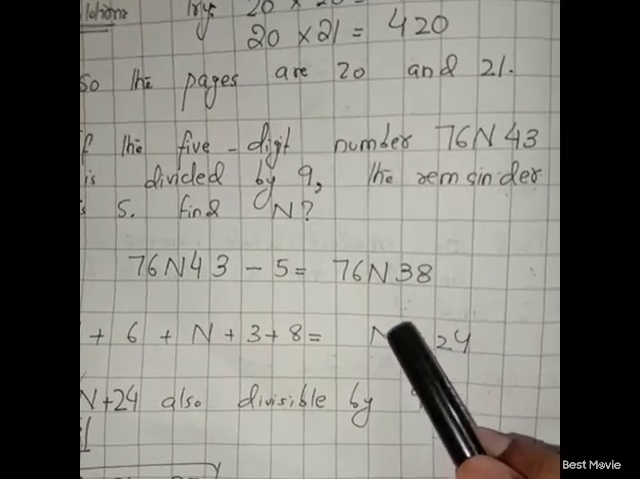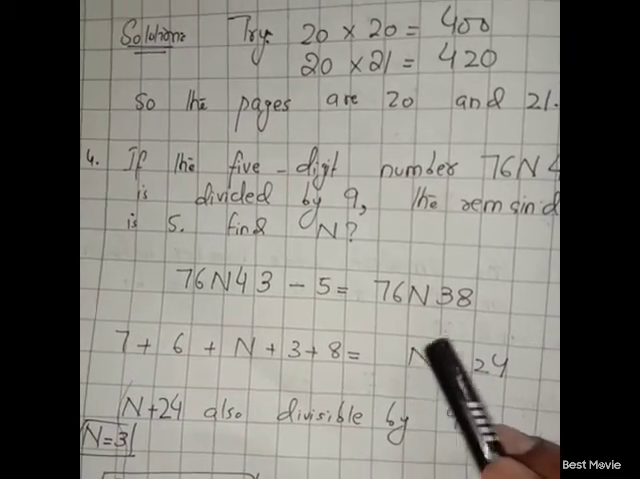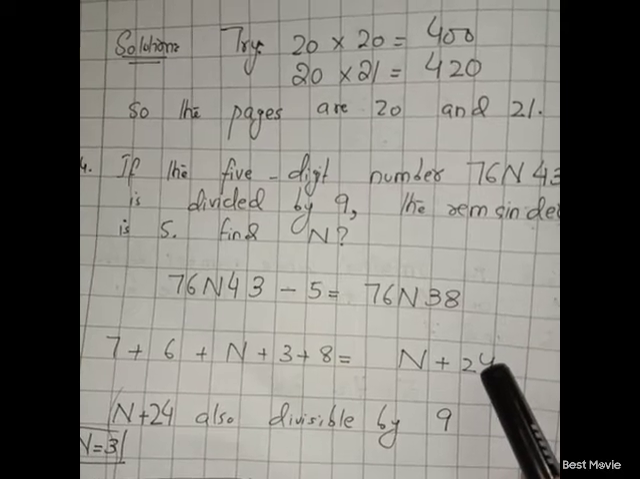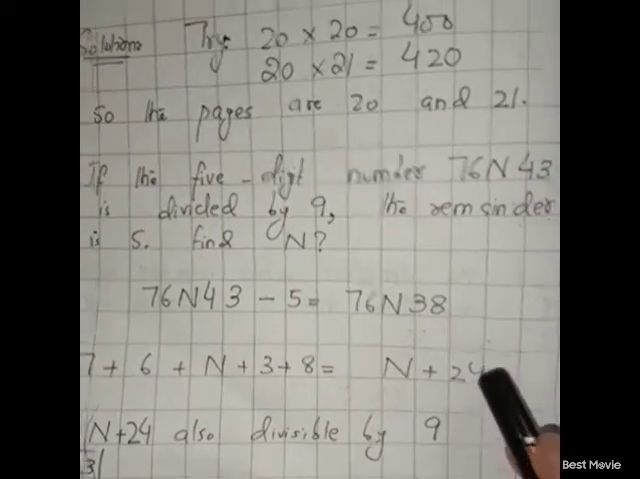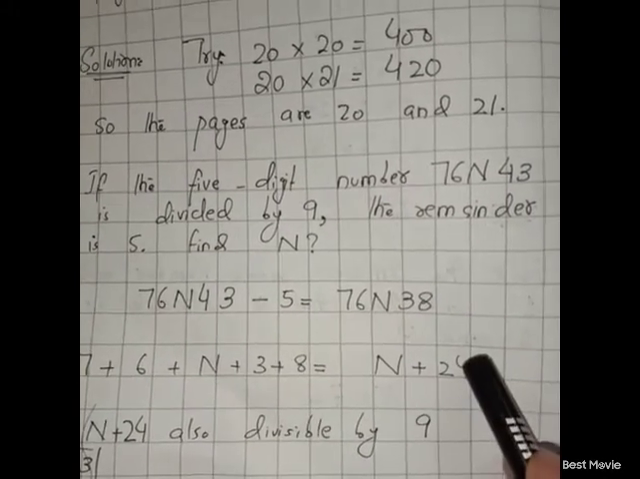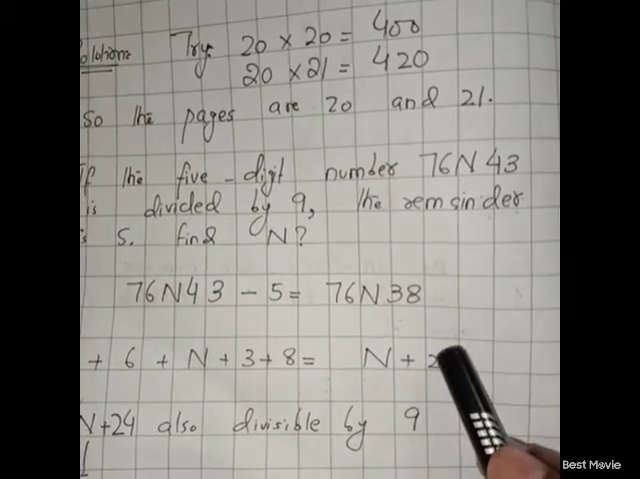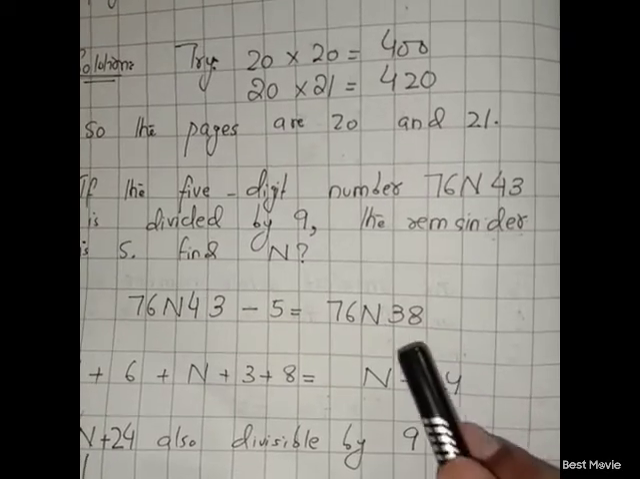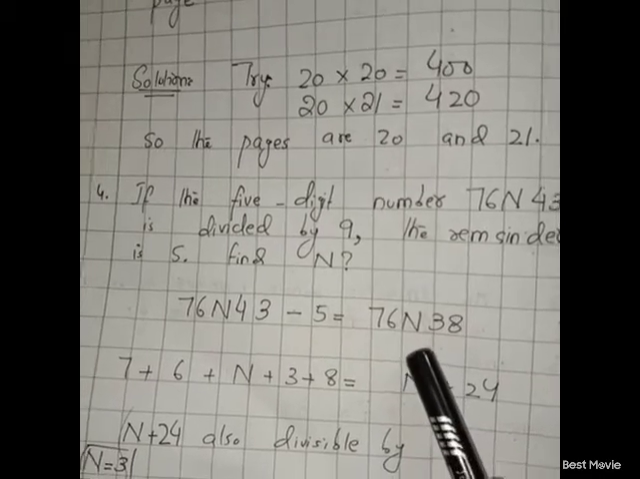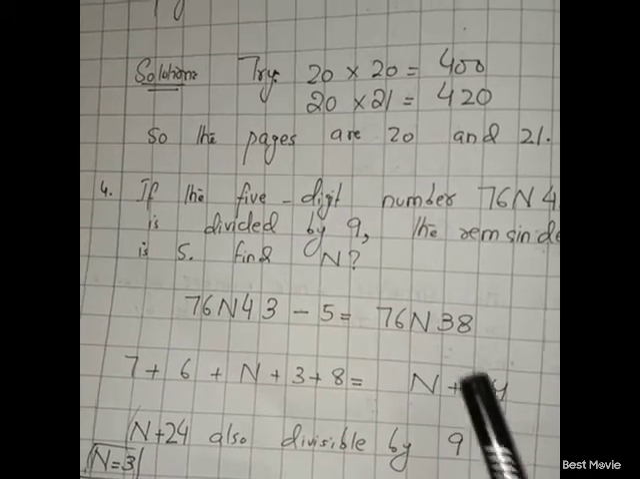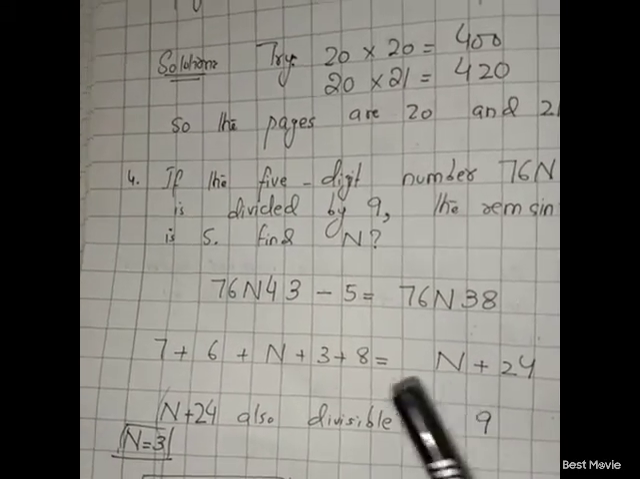Now what will be the value of n? If we add the value of n to 24, then it should be divisible by 9. 24 cannot be divisible by 9. After 24 there is 25, then 26, then 27. So n plus 24 will be equal to 27, so n will be 3. 3 plus 24 equals 27, because 27 is divisible by 9. In this way we can say that n is equal to 3.